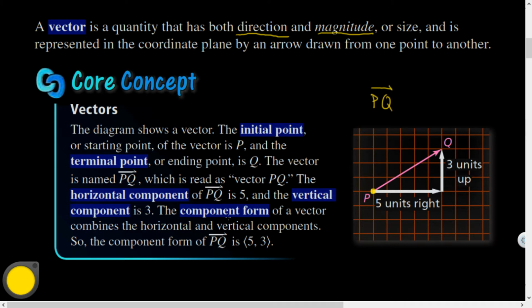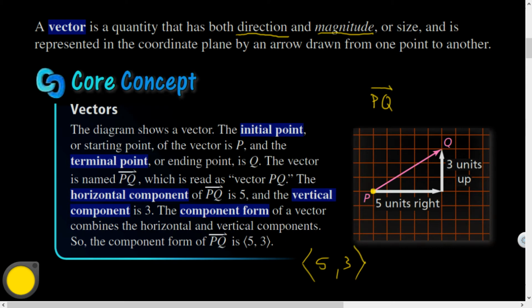The component form of a vector combines the horizontal and vertical components, and it's written almost as an ordered pair, except notice these are kind of large. Those are angle brackets, I think is what we call them. It's not a curly brace, it's not a square bracket. So there's our vector. The first component given is the horizontal, and the second one is the vertical.